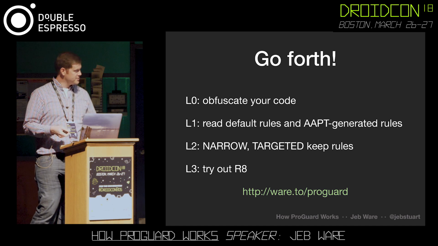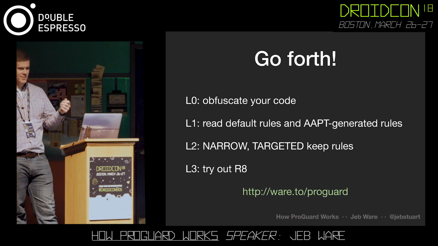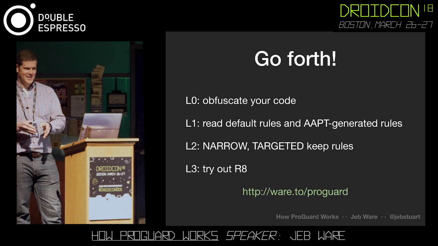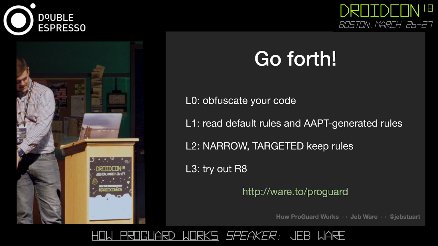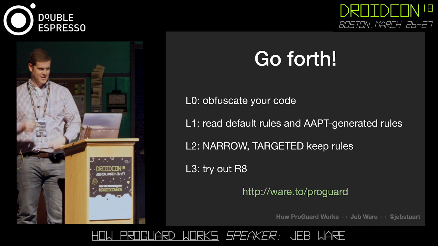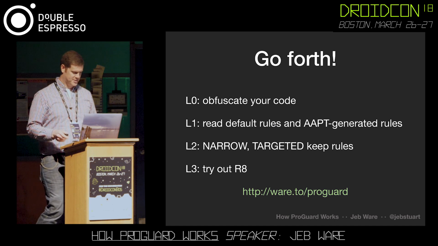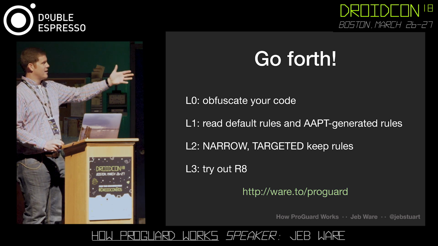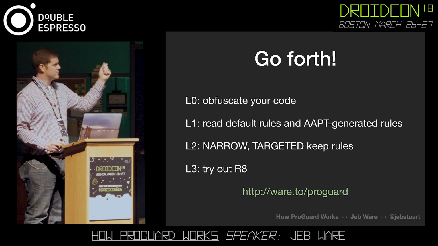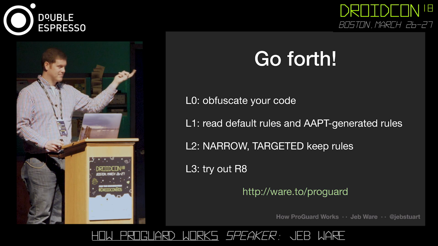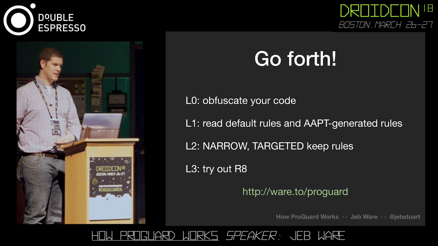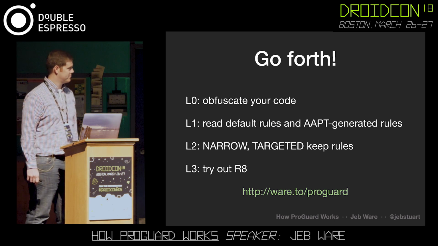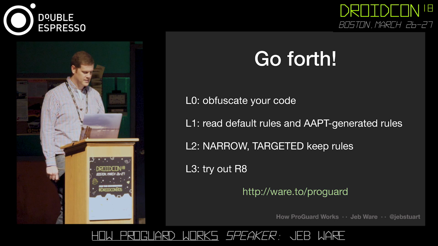When you go to write your own rules, try to keep them very narrow, very targeted, right? Your entry point isn't this entire networking library that I've got. It's some function that's being called by reflection. If Proguard works in your app now, then try out R8, because it's probably coming. Presumably, it will be on by default at some point in the future. So try it out now and file bugs while you can.